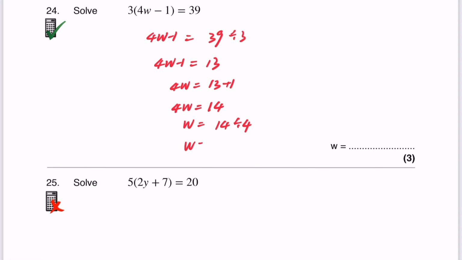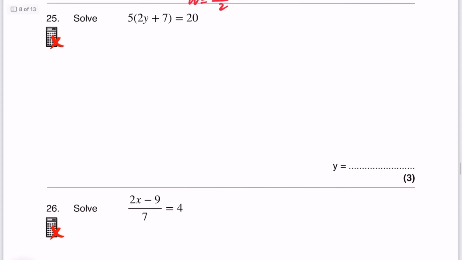w equals 14 over 4. w equals 7 over 2. And that is the final answer of the question. Let's move on to question 25.